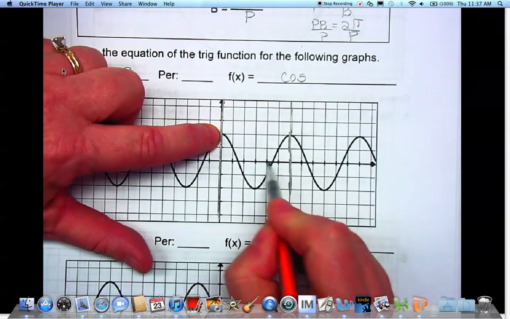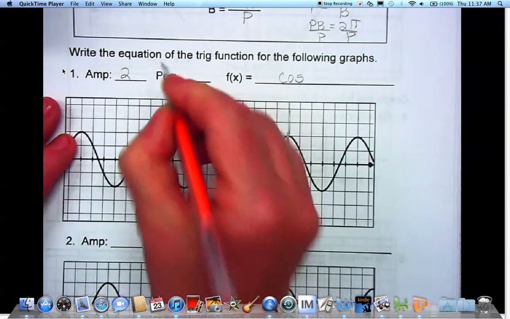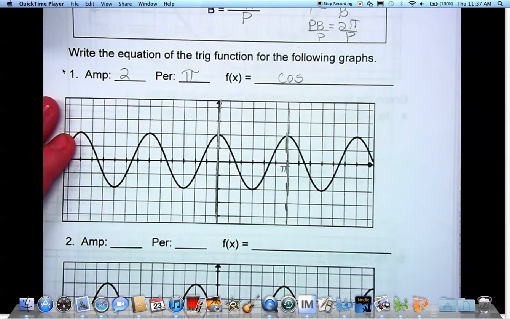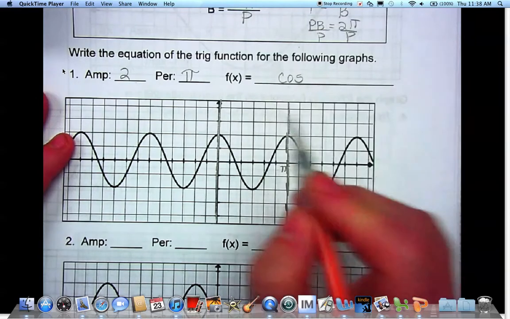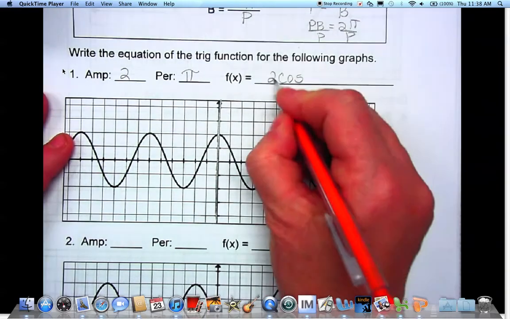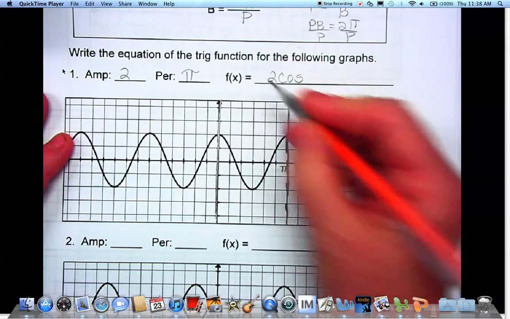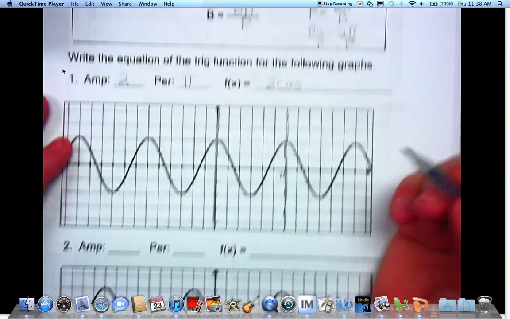Okay, one complete cycle is how long? 1, 2, 3, 4, 5, 6. That's pi, isn't it? Yep. Okay, so the period is pi. Now the amplitude goes where? In front of the cosine, and it's positive, so we'll leave it as positive 2 cosine of bx.